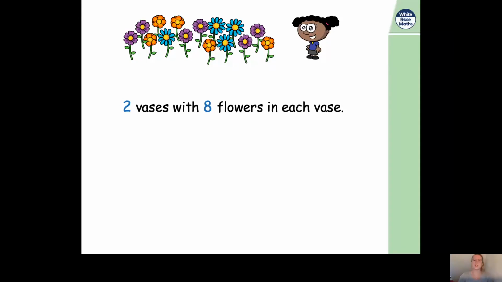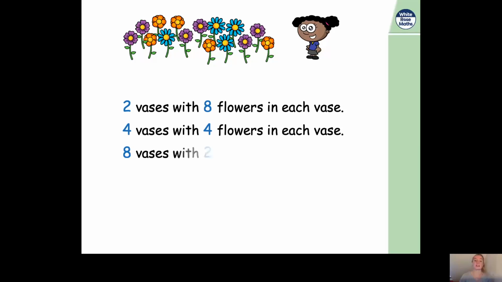Okay, Year 2. So, did you manage to find the same answers as me? I found that if you had 4 vases, there were 4 flowers in each vase, so they were an equal amount. Did you manage to share the 16 flowers equally between 5 vases? No, I didn't either. Did you manage to share them between 6 vases? No, I didn't either. What about 7 vases? No, neither. What about 8 vases? Yes, we could share the flowers equally amongst 8 vases. There were 2 in each.